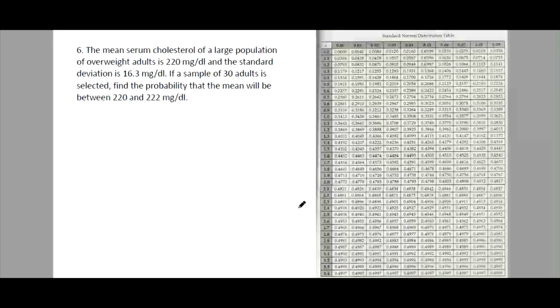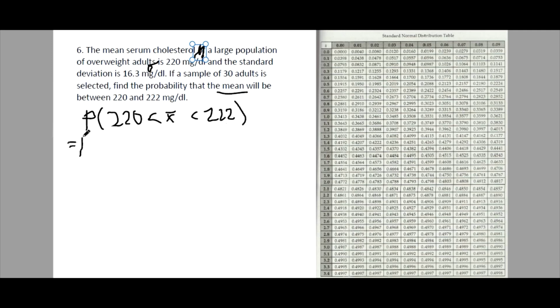Next, the mean serum cholesterol of a large population of overweight adults is 220 and a standard deviation of 16.3. So this is our population mean or our mu, and this is our standard deviation. If a sample of 30 adults is selected, then find the probability that the mean will be between 220 and 222. So again, this is still about the central limit theorem because it talks about the mean.